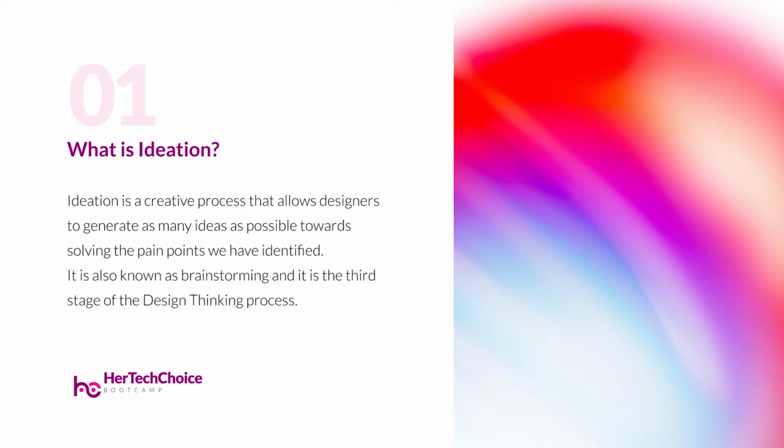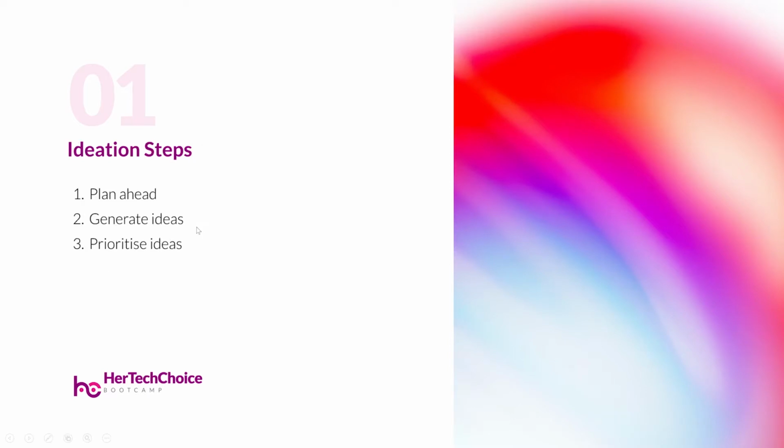Then you will uncover unexpected areas of innovations, create a volume and variety in your innovation options, and get obvious solutions out of your heads and drive your team beyond them. So here are the ideation steps. The first step is to plan ahead. Then the next step is to generate your ideas. Then the third step is to prioritize these ideas that you have generated.